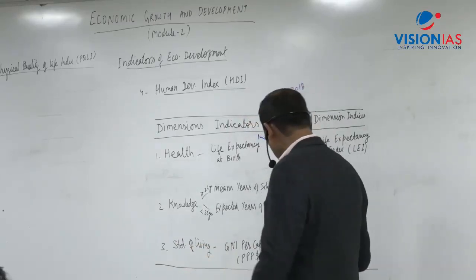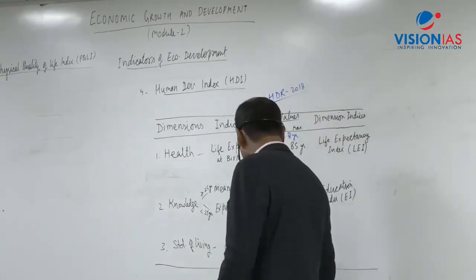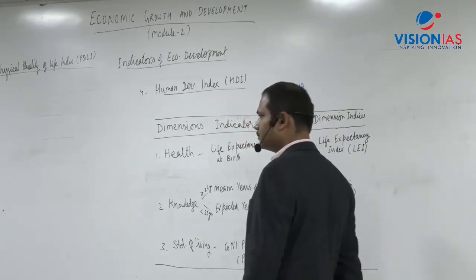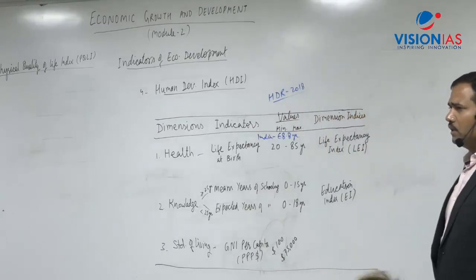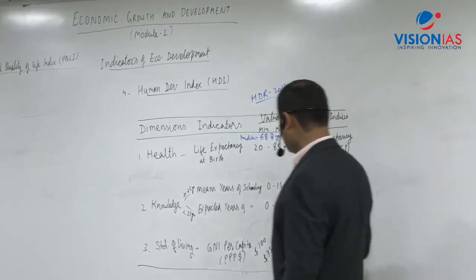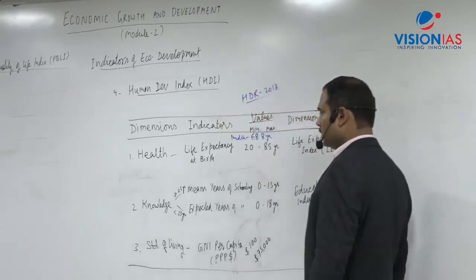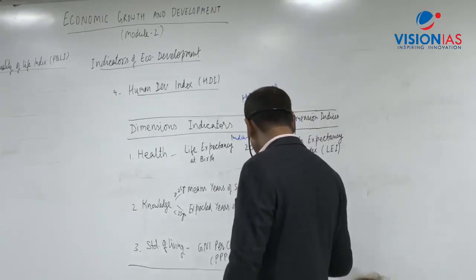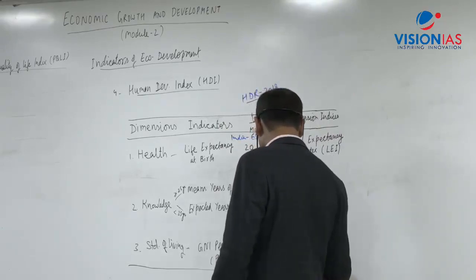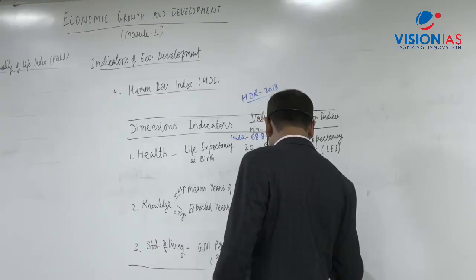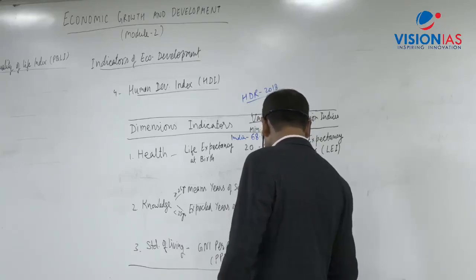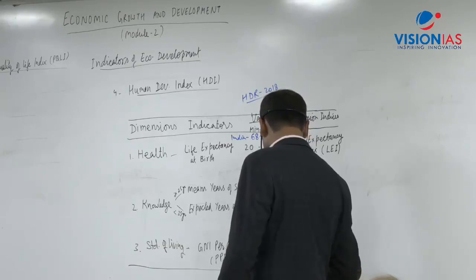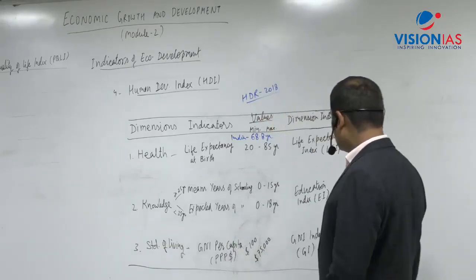Clear? Okay, so minimum value they have taken $100, maximum value $75,000, because there is a huge gap in per capita income. 100 minimum, maximum $75,000, that is in PPP. And the name of the index is GNI index. In short, we'll call it GI. GNI index.